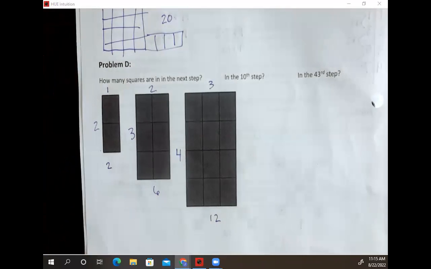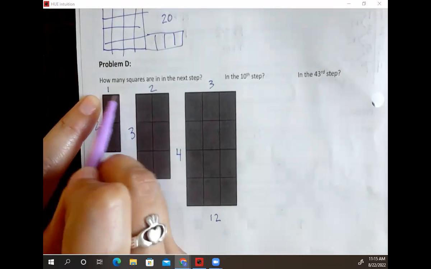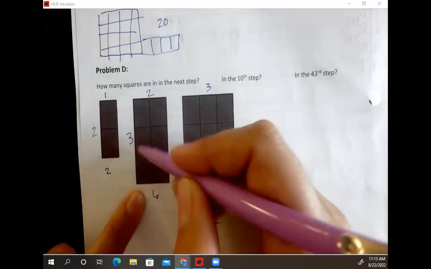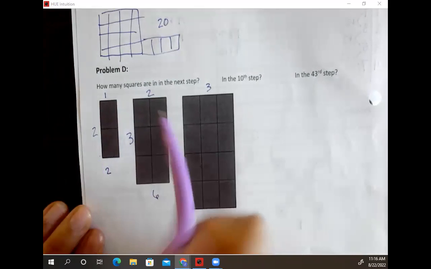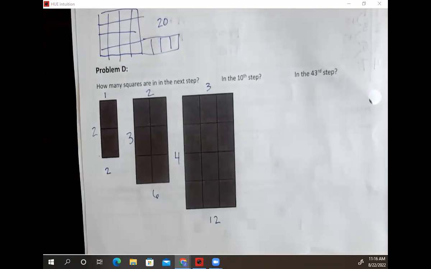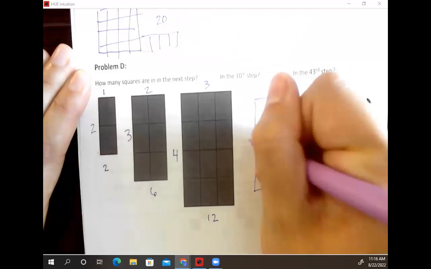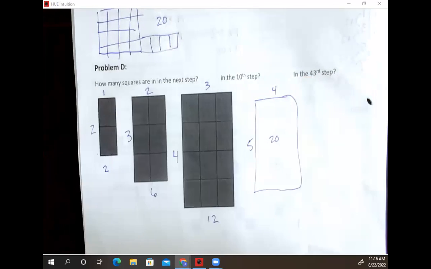Okay, so what I want you to notice from here is that the step we're on tells us the sort of width and then add 1 to get the height for this big rectangle that I've got. So step 1 is 1 by 2, step 2 is 2 by 3, step 3 is 3 by 4. You told me my next step I would expect to be 4 by 5. So 4 by 5 would be 20.